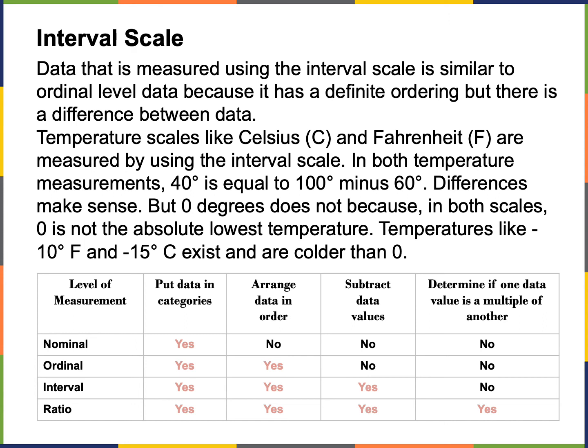But there is a difference between the data. So let's say, for example, temperature scales. You can subtract the data values from each other, and it makes sense. So in the land of temperatures, let's say 40 degrees is the same as 100 minus 60. So you could use intervals to describe this data.